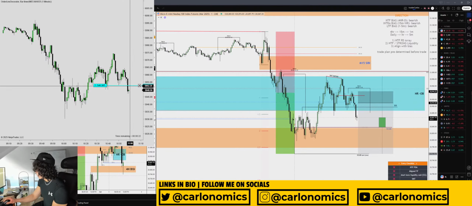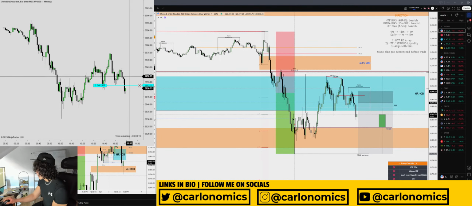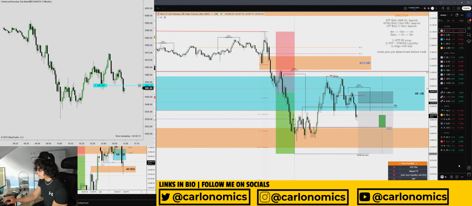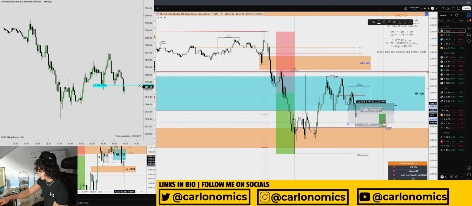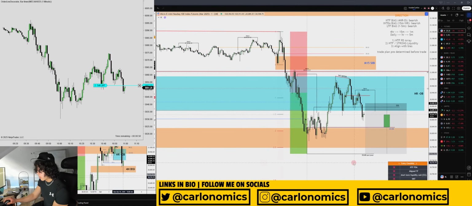So if price is willing to retrace into this breaker, then I'll put my stop above this high and then target this low. This is the only short I see as of now, the retracement into this breaker, then targeting the lows. I want to see if we get this limit here, because we are trading away from this hourly gap, or this hourly OB.